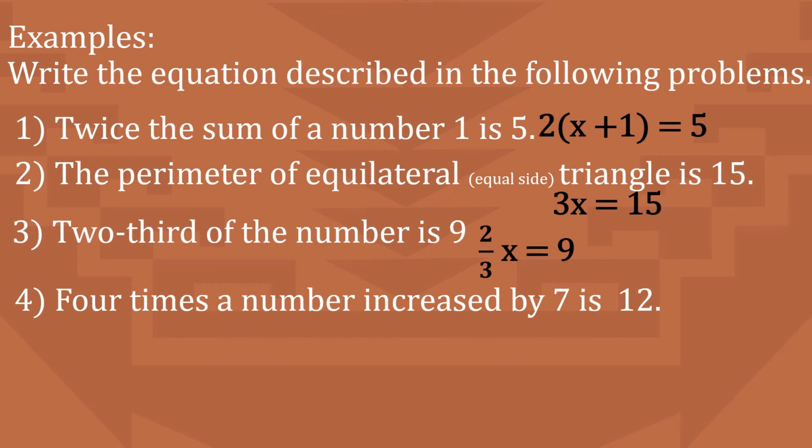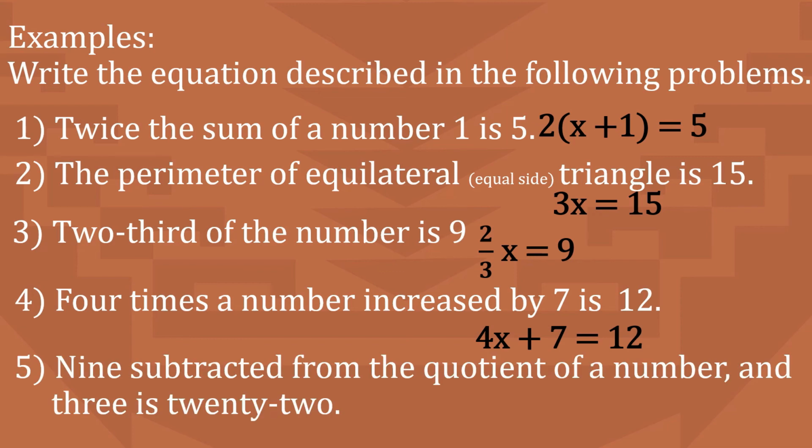Number 4: 4 times a number increased by 7 is 12. The correct answer: 4x plus 7 equals 12.